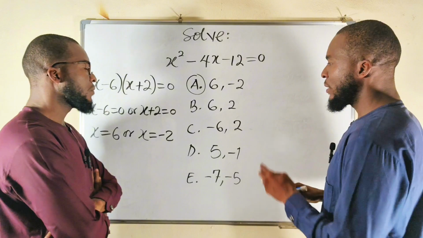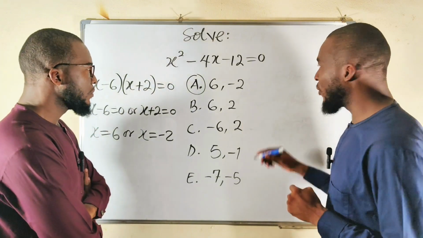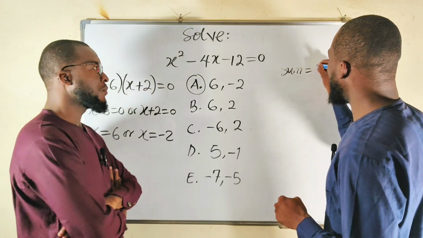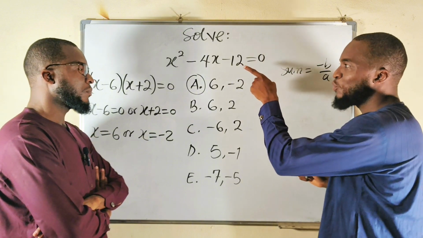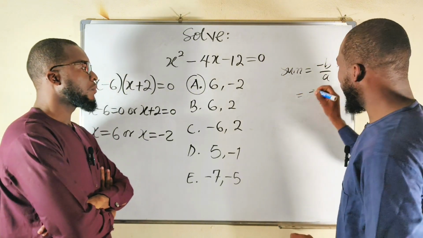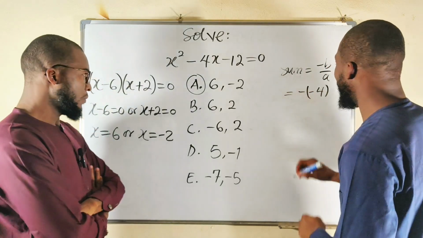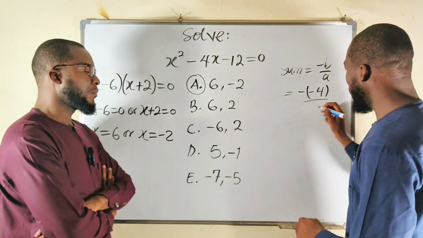So you should know that those roots you obtain, or let me say the sum of those roots you have obtained, is always given by what? Minus b divided by a. B is the coefficient of x, which we have here as negative 4. But because we have another negative here, you have to negate it as well. So we have this to be negative, the negative 4. Divide by a, which is the coefficient of x squared, which is 1.